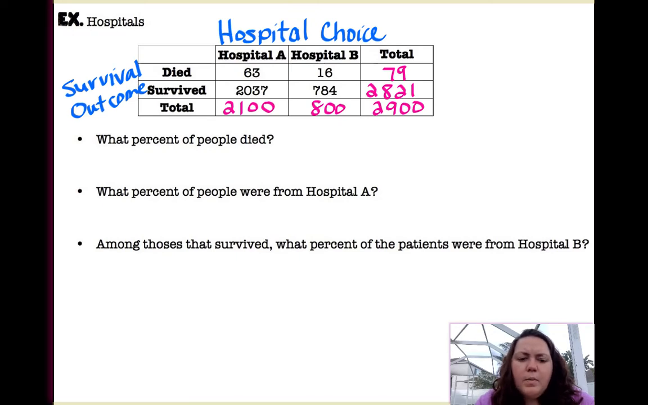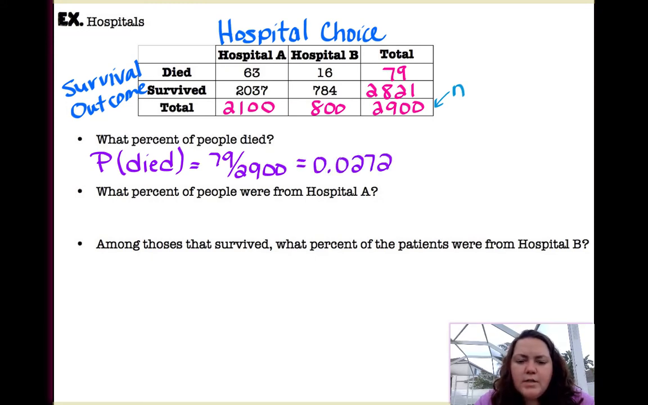This next question says, what percent of people died? So percent died, and I'm going to write it, that's probability notation. We'll talk more about that later on, but the percent that died is going to be how many total died, which is 79, out of the grand total, which is N. N, again, is going to be in that bottom right corner. If I change that to a decimal, I get 0.0272, or as a percent, 2.72% died. And I'm putting it back in context.